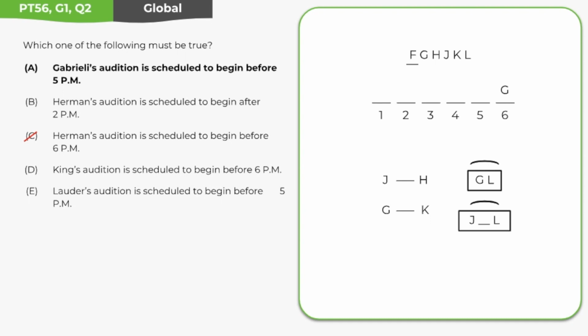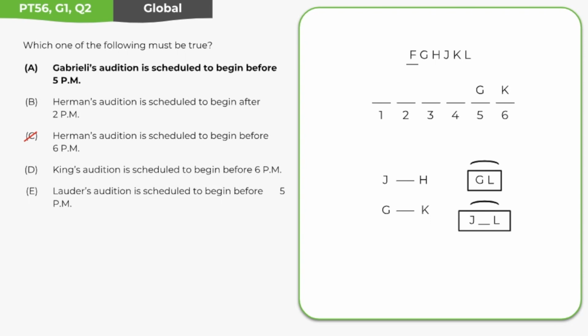Now, it's going to be tough to get G after 5. If we put G in the 6th position, remember, G needs to precede K, so there's no room to have K follow the G. But what we might try doing is putting G at the 5th position. If this works, then we could eliminate A. If it doesn't work, then we know that G needs to begin before 5, and we could pick it as the right answer.